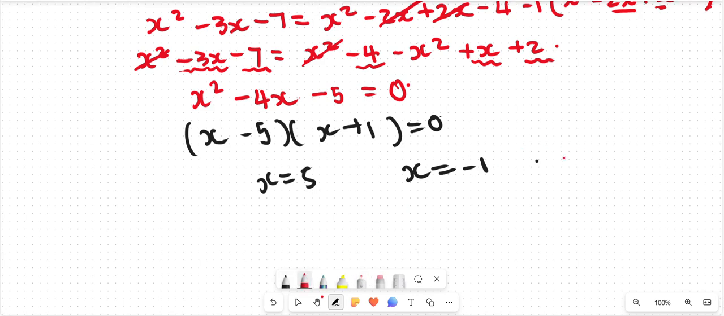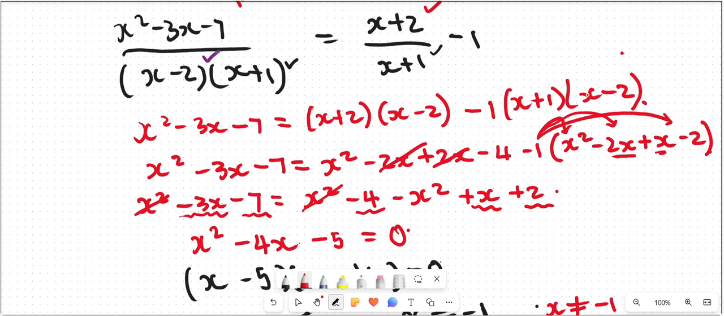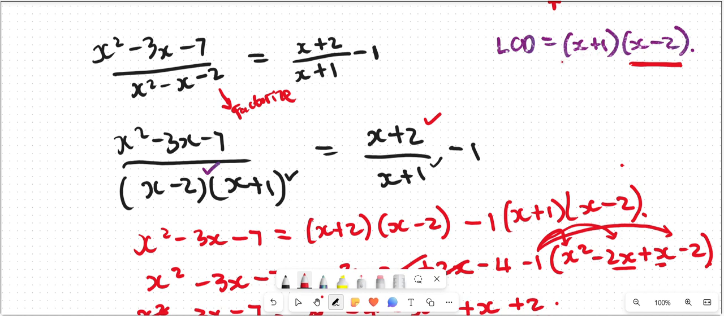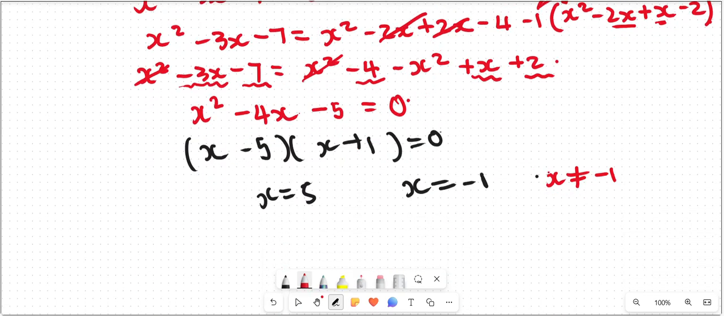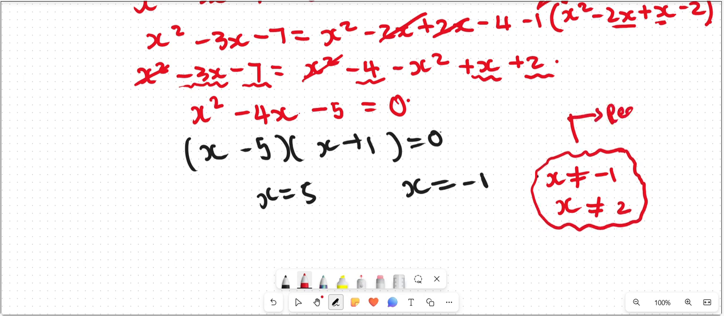My first restriction is that x cannot be equal to a negative 1, because this guy would give me a 0, particularly this fraction here and this fraction here, that would give me a 0. But for this guy here, x cannot be equal to a positive 2. X cannot be equal to a positive 2. So again, these need to form part of my answers, and these are my restrictions. And there we go. Let's do one more of these type of questions.